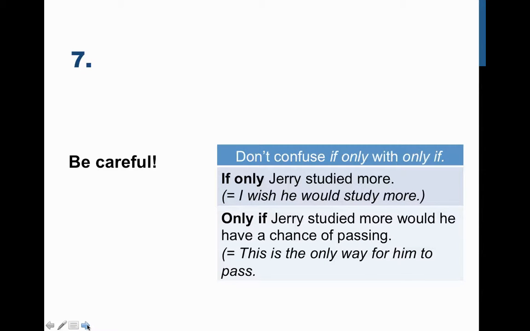Be very careful. This is a funny little thing. Don't confuse if only with only if. So if only Jerry studied more means I wish he studied more. And here, only if Jerry studied more would he have a chance of passing. This is the only way for him to pass.